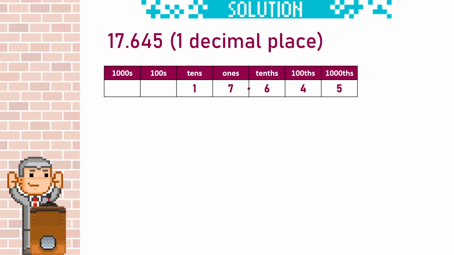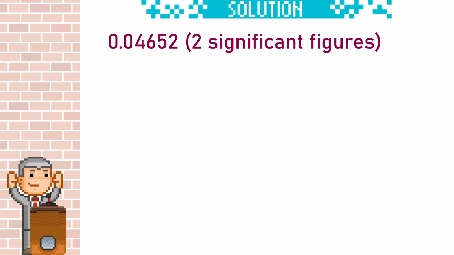Let's put the number into a place value table. When rounding to one decimal place, put your finger at the decimal point and jump 1 to the right and draw a line. All the numbers to the right of the line will turn to zeros, but before they do, we need to look at the number to the right of the line. The 4 is less than 5, so we don't need to do anything to the numbers to the left of the line. All the numbers to the right of the line will now turn to zeros, giving us the answer of 17.600, or just 17.6.